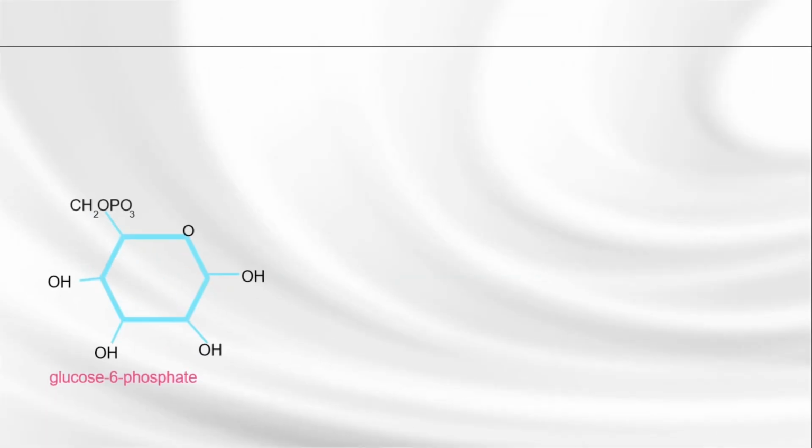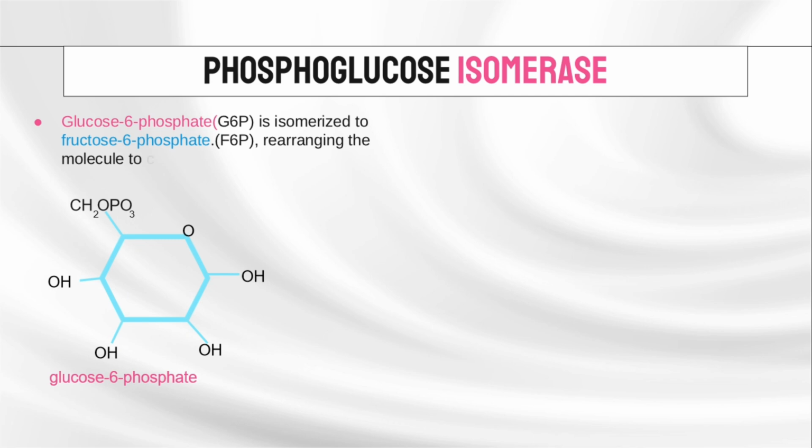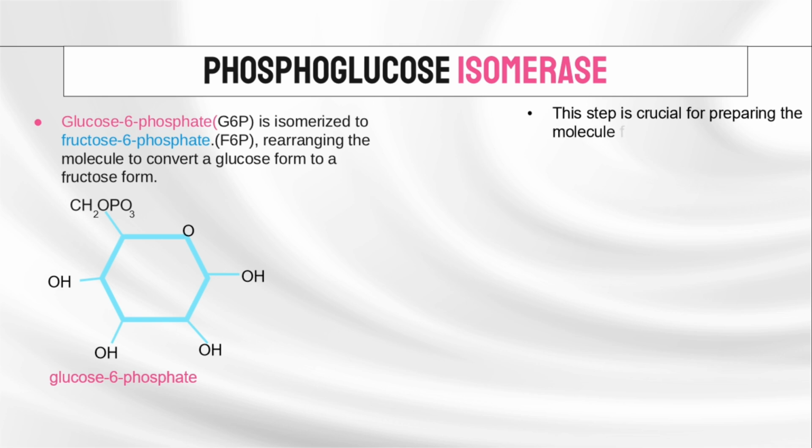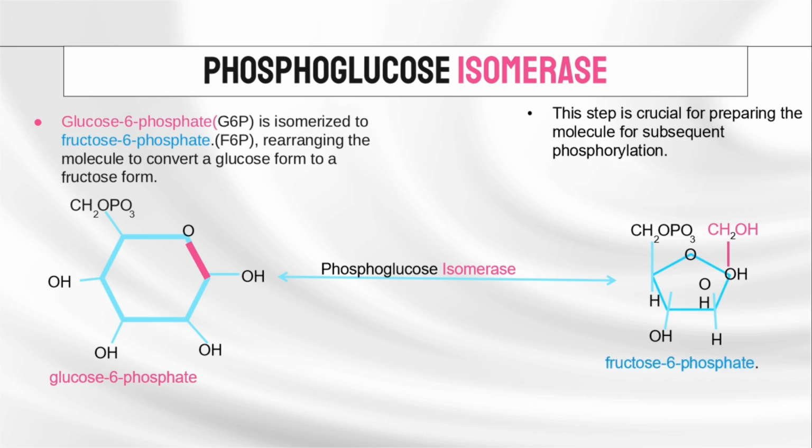Step 2. Glucose 6-phosphate, G6P, to fructose 6-phosphate, F6P. Next up, glucose 6-phosphate, G6P, undergoes a transformation, thanks to the enzyme phosphoglucose isomerase. This enzyme performs a little molecular magic, rearranging G6P into fructose 6-phosphate, F6P, setting the stage for the next big step. Mnemonic: Fred got a glimpse.